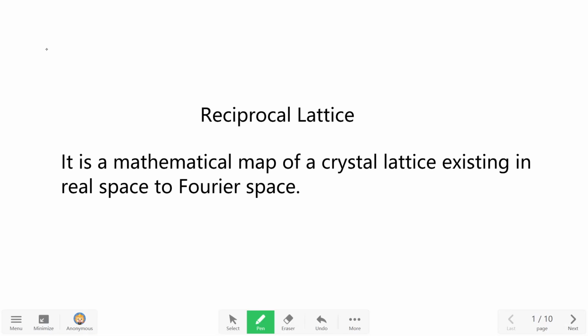Hello students, the topic we discuss here is reciprocal lattice. If we have a crystal lattice which is existing in real space, then if we do a mathematical map from real space to Fourier space, then we get a reciprocal lattice. Now why do we do this mapping?